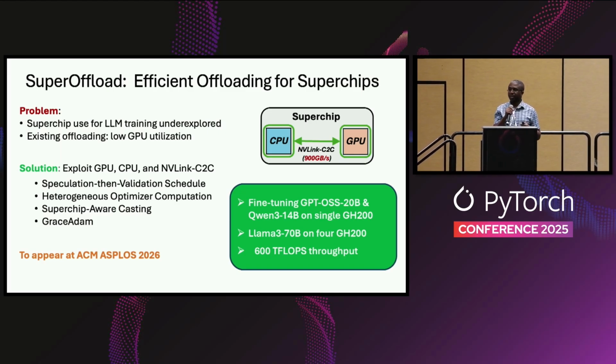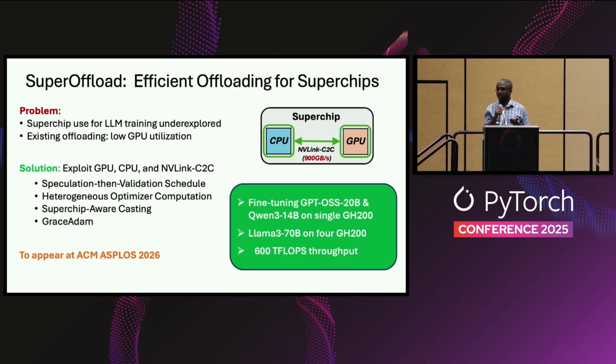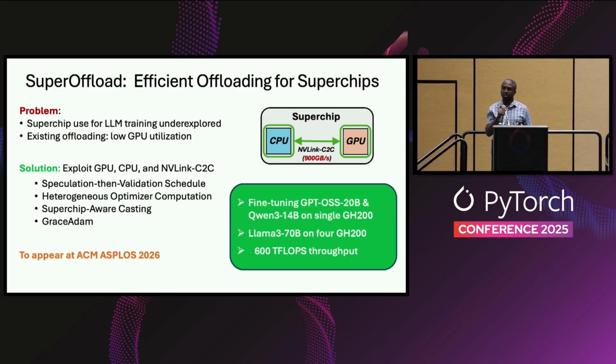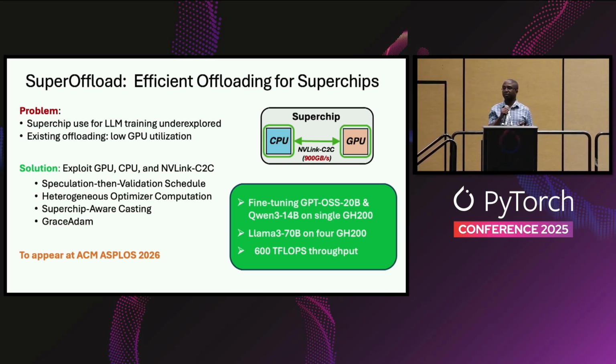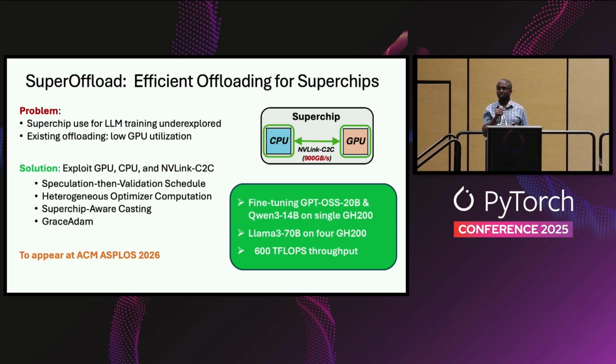This work will appear at ASPLOS next year, but the key takeaways, the high-level results we got, is that we are able to fine-tune large models like the GPT-OSS 20B or the Qwen 40B on a single GH200, the Llama 70B on 4 GH200, and in all of these cases, we're able to hit over 50% of the MFU, over 600 teraflops.